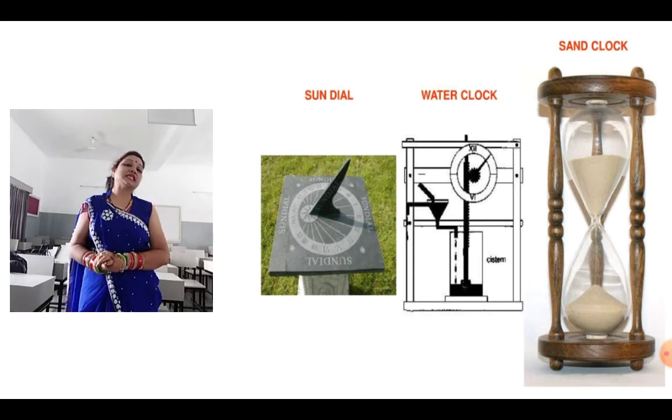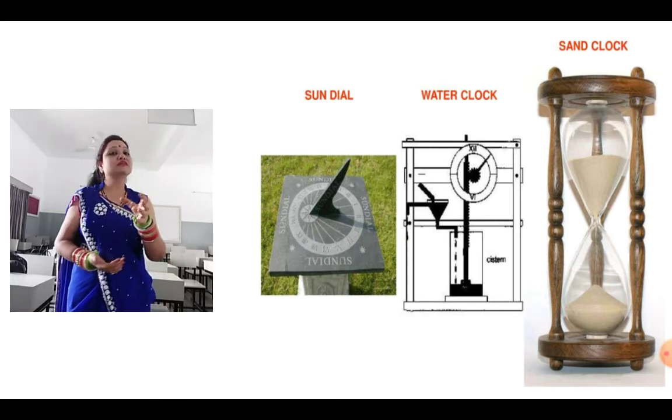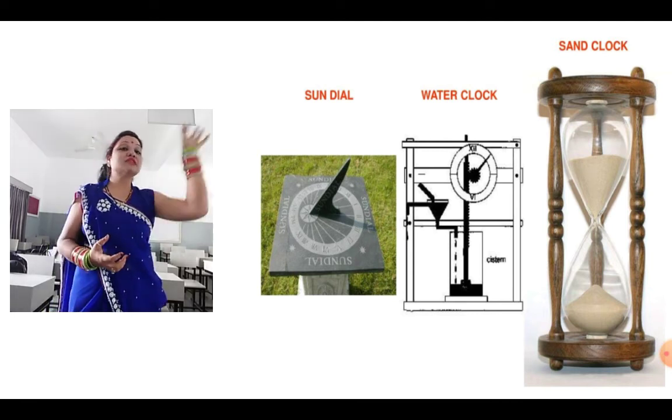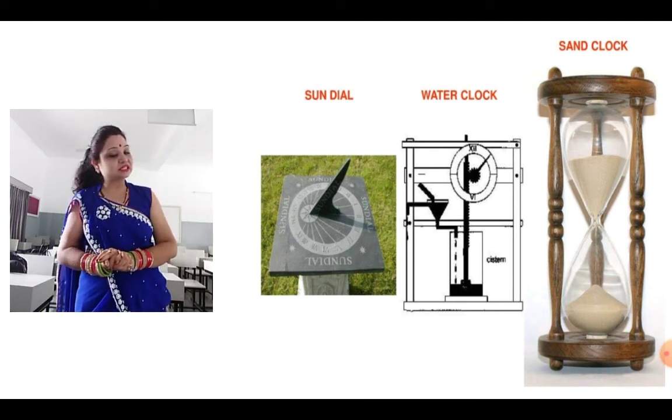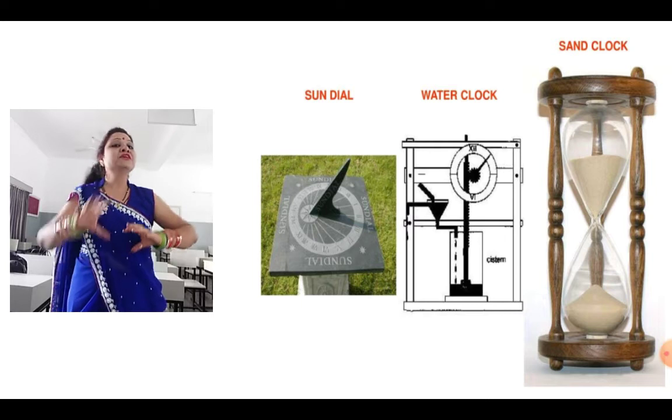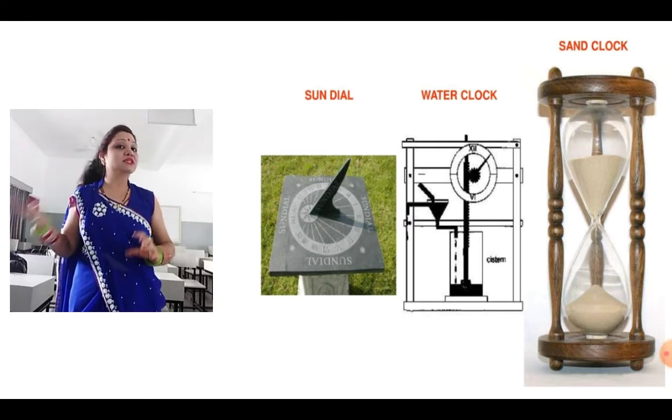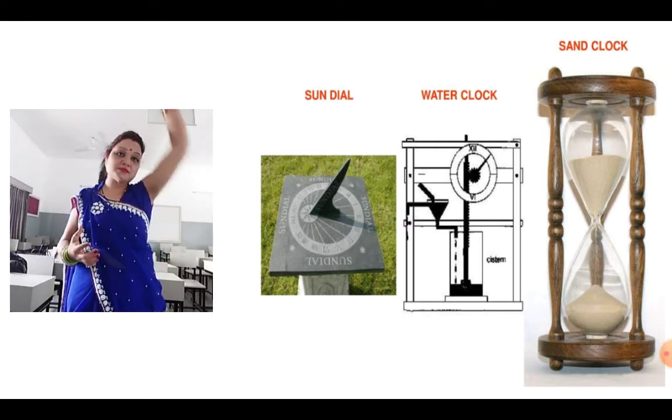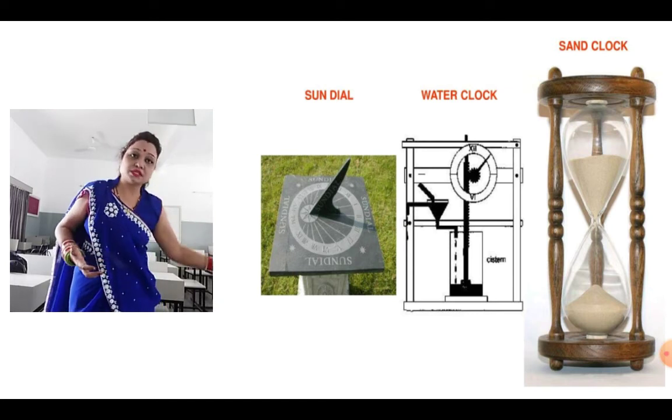Sundial, if you have seen it at Jantar Mantar in Jaipur, the sundial is there. Here the time is seen by the sun's position. You know, the sun has different positions throughout the day. In the morning it is at one side, in the afternoon it is above our head, and again in the evening it is on one side.